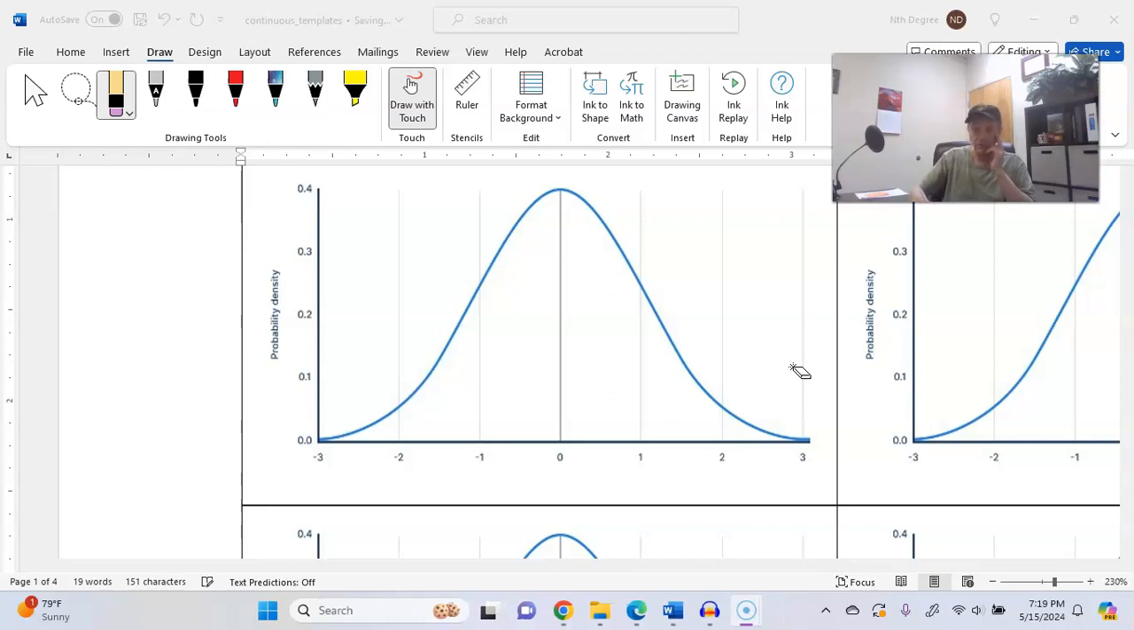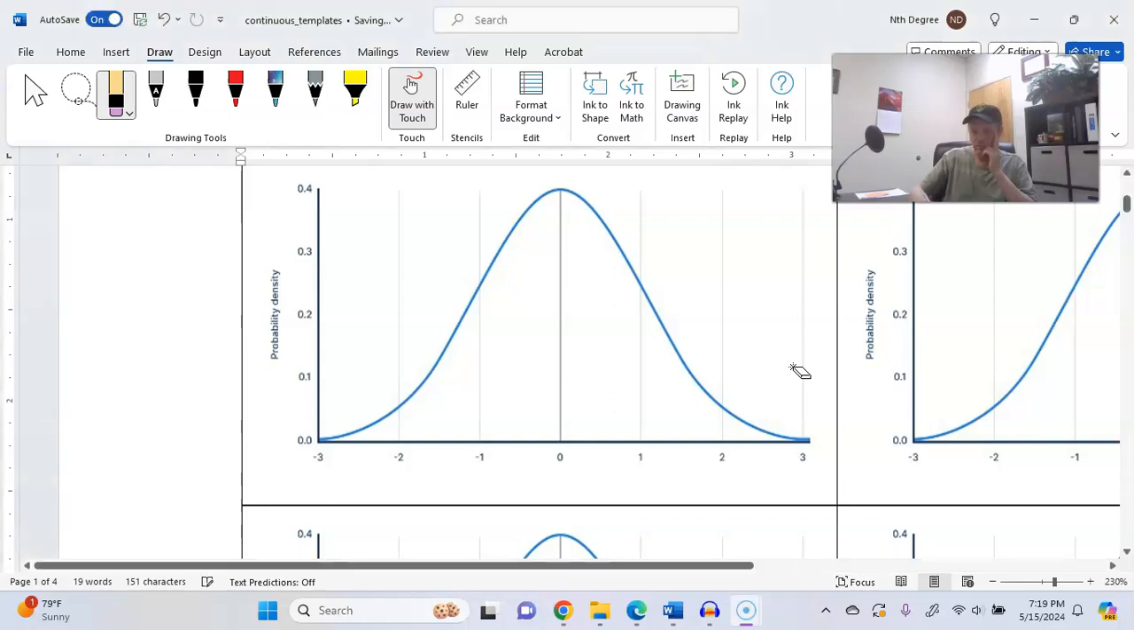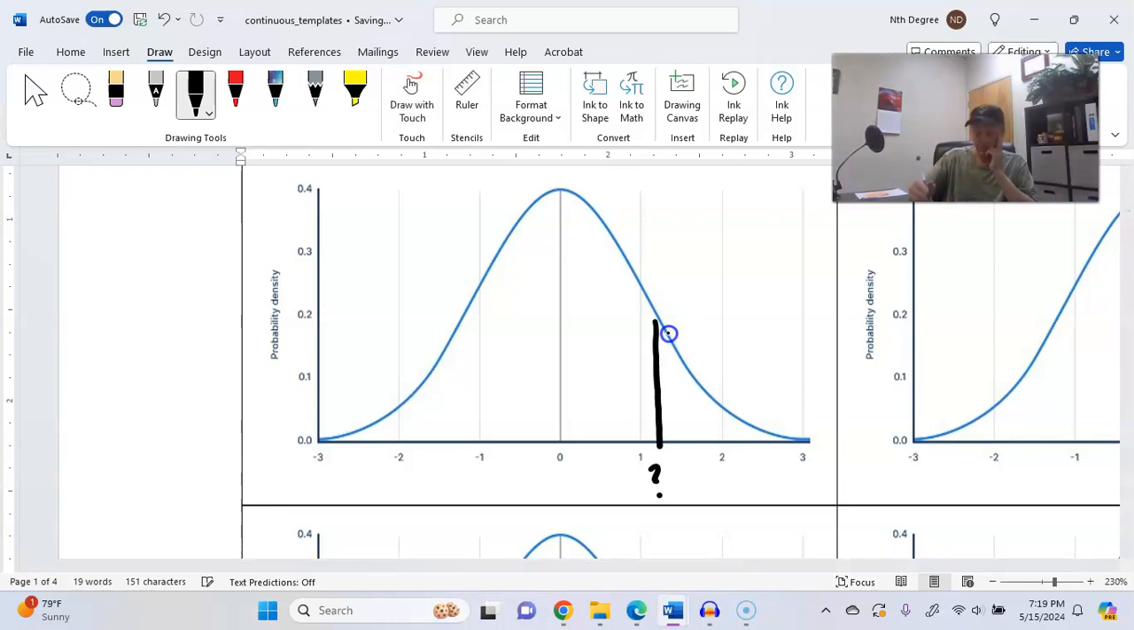This is obviously harder to eyeball, but I don't know. I'll just draw something that looks like this, let's just say. And I don't know what that z-score is, but the computer will find it for us. But we want to find the top 31.68%. That'll be the area here in this right tail.